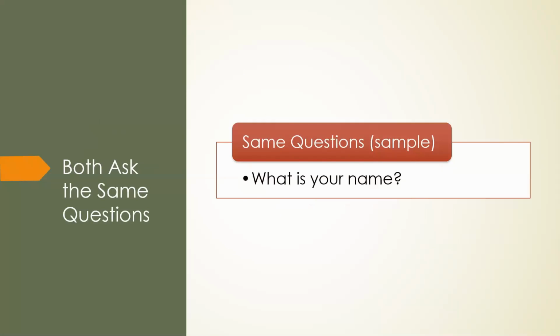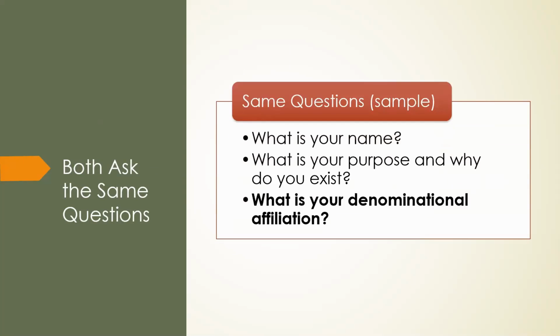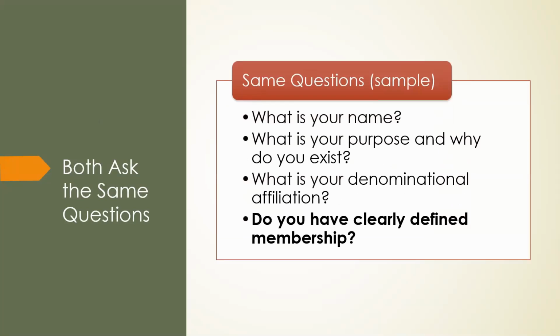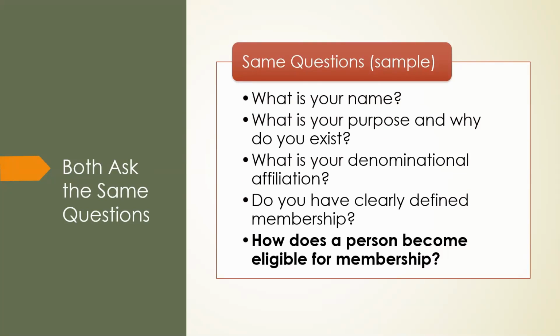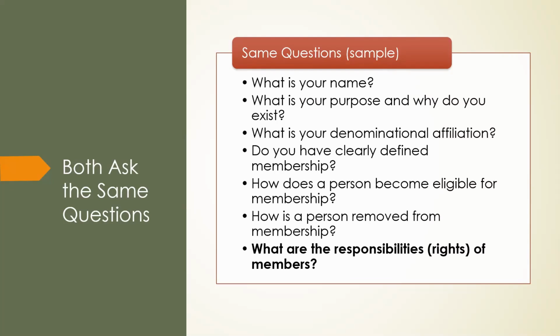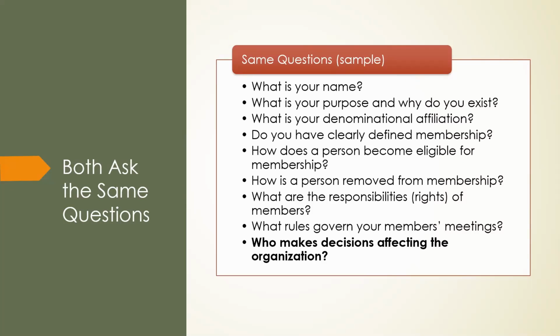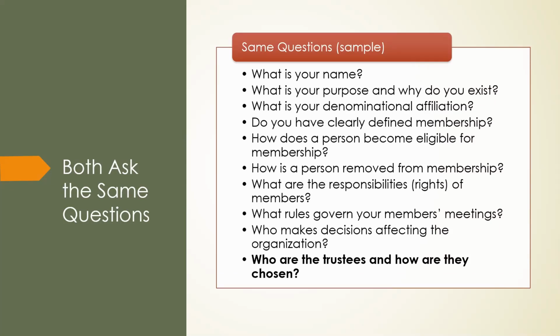What is your name? What is your purpose and why do you exist? What is your denominational affiliation? Do you have clearly defined membership? How does a person become eligible for membership? How is a person removed from membership? What are the responsibilities of members? What rules govern your members' meetings? Who makes decisions affecting the organization? Who are the trustees and how are they chosen?